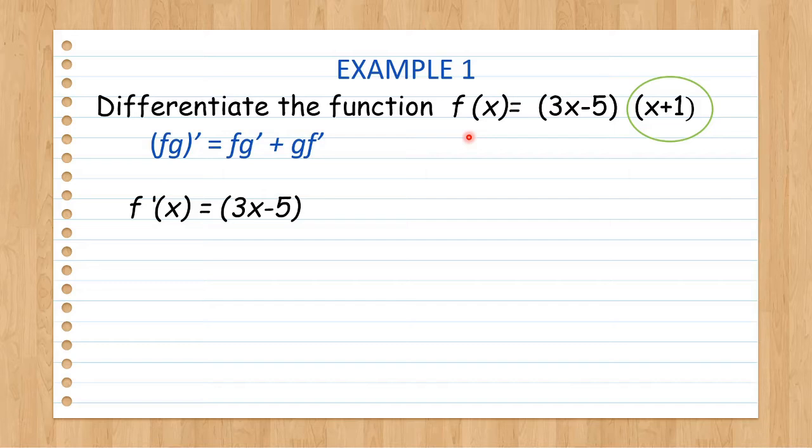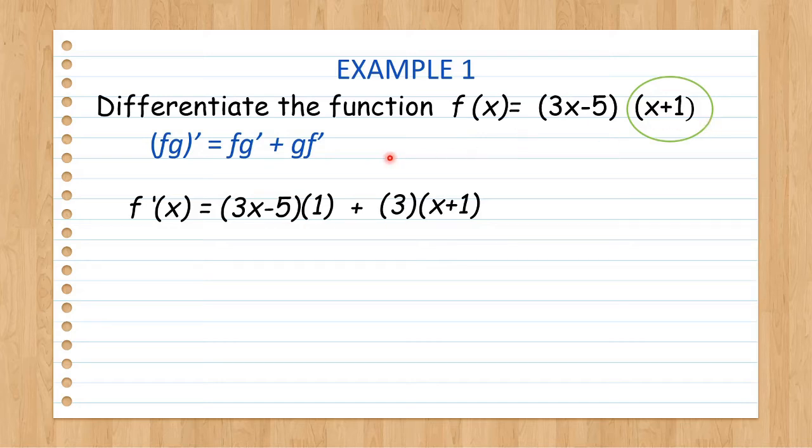The derivative of x + 1 is just 1, and we can find this using the power rule. Then I add my addition sign, and now I need to find the derivative of 3x - 5. The derivative of 3x - 5 is just 3, and again we can use the power rule to find this, and we just need to multiply the 3 with x + 1. And that is the derivative of the function.